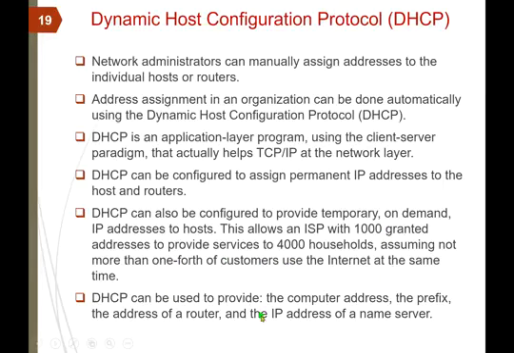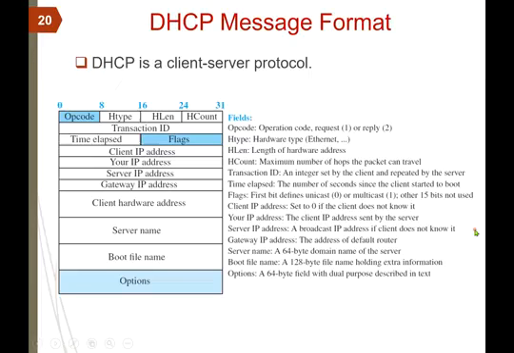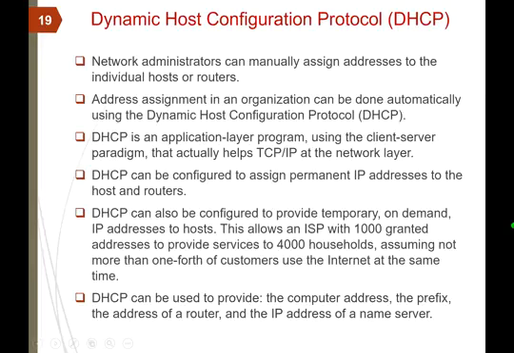DHCP can be used to provide the computer address, the prefix, which means the subnet mask, the address of the router, and the IP address of the name server. All this can be obtained through DHCP, not only the IP address. So when you get a DHCP address, you can get more information about it, so you can use name servers or the router or the gateway.